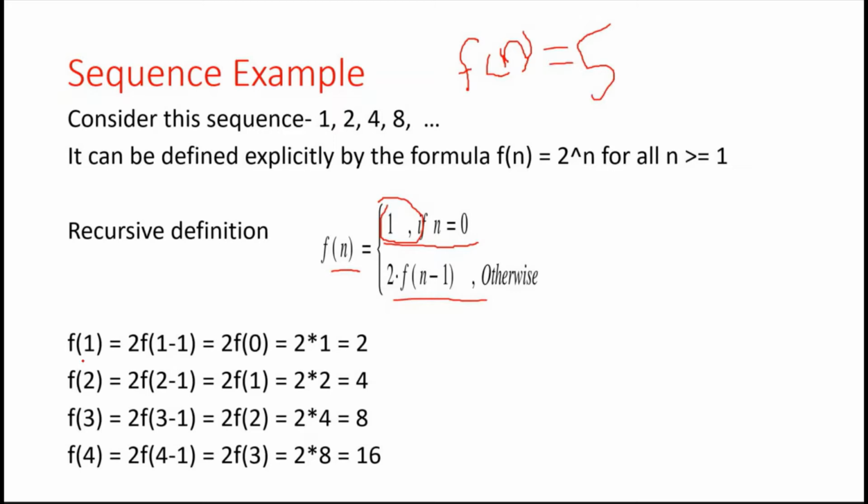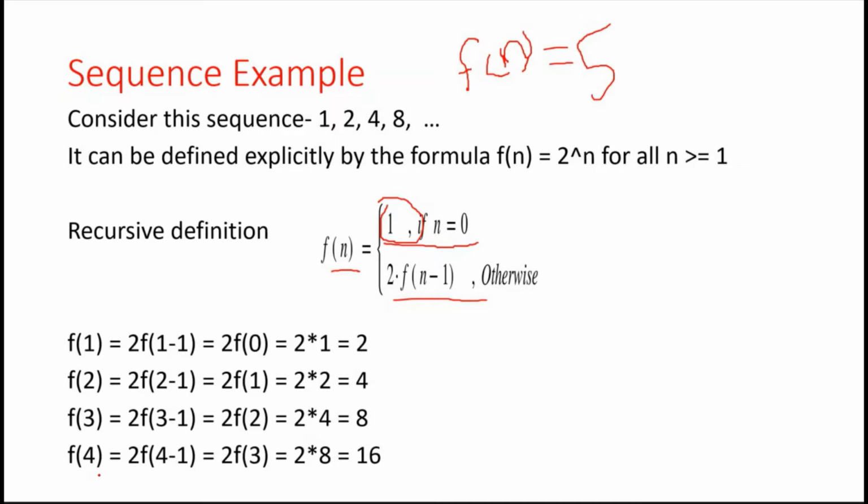Here you can see f of n, that is 2 into f of n minus 1, means for n equals 1, 2 into f of 1 minus 1, that is 2 into f of 0. F of 0 is 1, so it will be 2. And f of 2, 2 into f of 2 minus 1, that is 2 into f of 1, that is 2 into 2, that is 4. F of 3, that is 2 into f of 3 minus 1, that is 2 into f of 2, that is 2 into 4, that is 8.